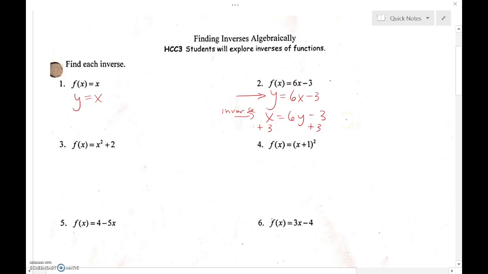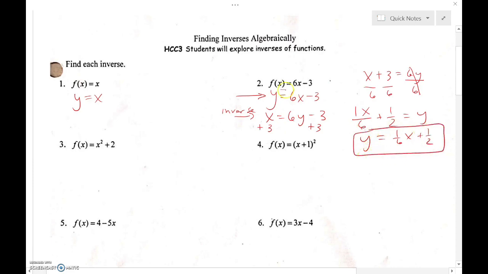And that's going to result with x plus 3 is equal to 6y. And now I need to undo multiplication by dividing everything by 6. So now I've got these to cancel out. So I've got 1/6 x plus 1/2 equals y, or y equals 1/6 x plus 1/2. This would be the inverse of this. That's how we're going to do that.